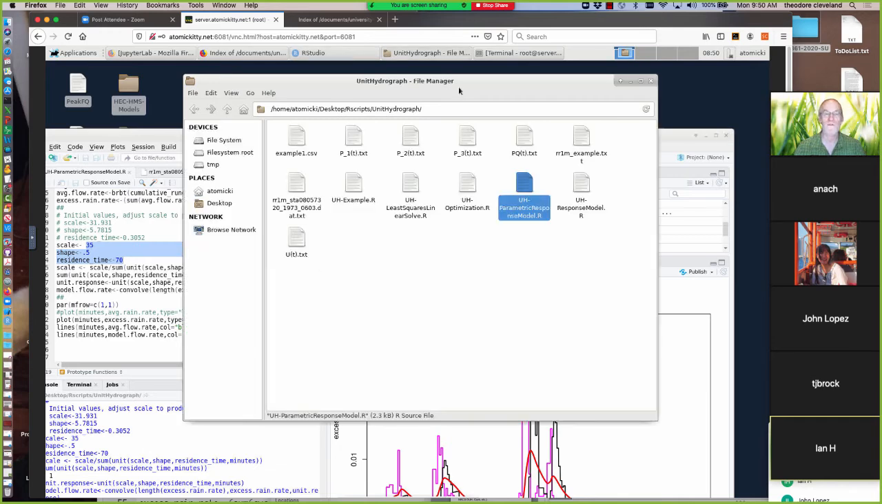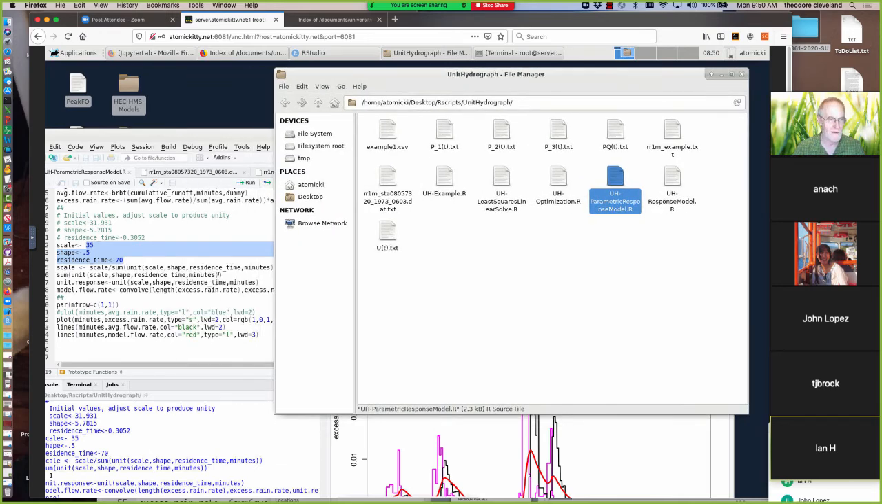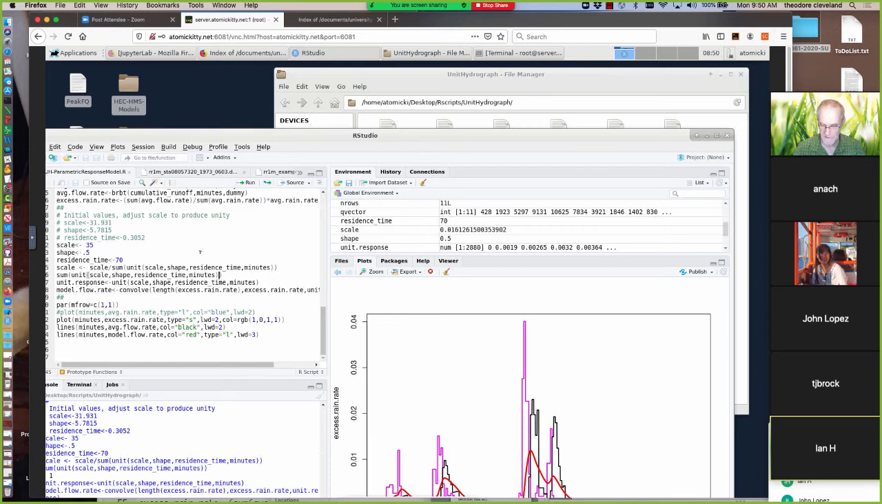There is another way to fit hydrographs, which is the last one, which is the optimization approach. And I have a cat's tail in my face.